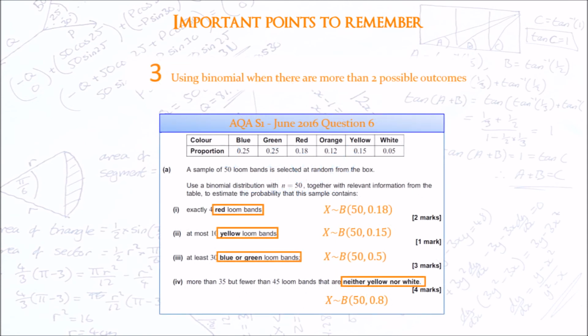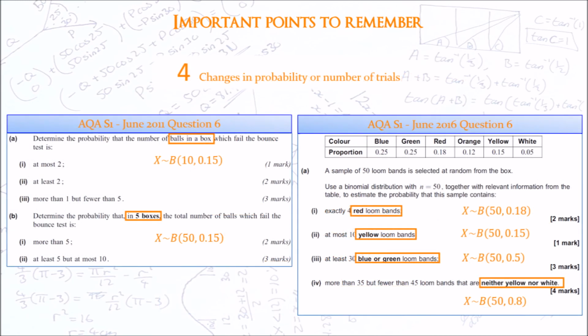The third one is still being able to answer questions when there's more than 2 possible outcomes. So you can still treat it as a binomial distribution provided you look at it in a certain way. So for example, in this one here, it's exactly 4 red loom bands. Even though there's 6 colours in total, it's either red or not red. And you can see the binomial probability has changed. So it's 0.18, in part 2 it's 0.15, in part 3 0.5, and so on. So you can still attempt questions where there's more than 2 possible outcomes as long as you approach it in this manner.